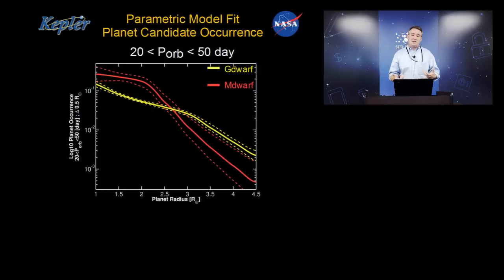Now this has been suggested by the earliest studies of Kepler. We had a lot of work by Andrew Howard and others that found this similar strong increase for planets around M dwarfs from the earliest Kepler data. This is from 20 to 50 days. Now with more data, we can go to longer orbital periods. Does this relation still hold?